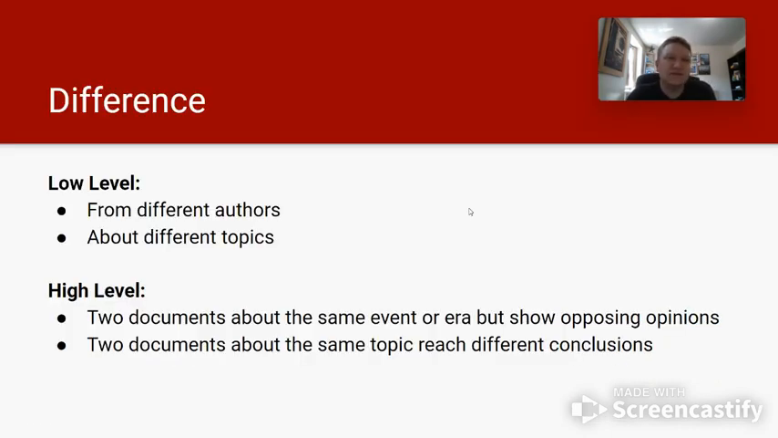So how about with difference? I see a similar thing with students here. It's very easy to say that two documents are different. It's more difficult to talk about a high-level difference, an interesting difference. So some low-level differences are just that two documents are from different authors, or two documents are about different topics. Most documents would fit this, right? If we're going to talk about a difference, we want it to be specific to these documents that were given. So some high-level differences: two documents about the same event or era, but they show opposing opinions. That could be interesting. Or two documents about the same topic, but they reach different conclusions.